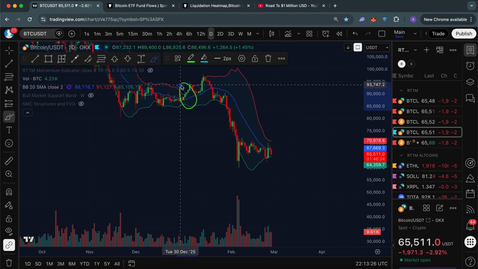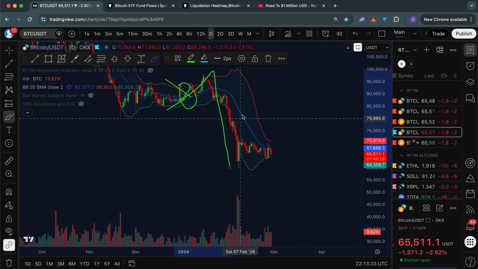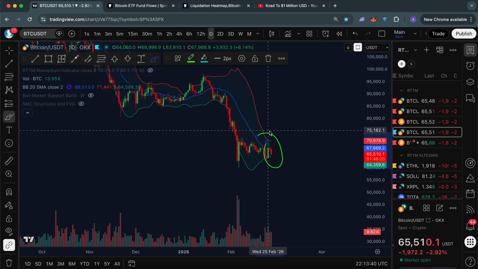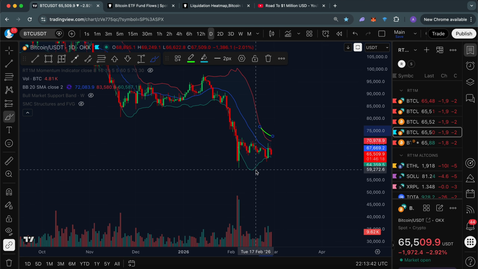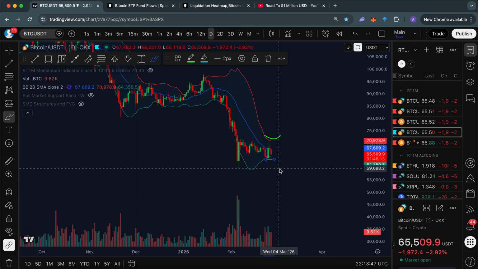So the most recent example of this was where we got this big squeeze. We saw a bit of a move to the upside, followed by a massive dump to the downside from there. So once again, these Bollinger Bands don't predict the direction of the price. It simply predicts the relative volatility that we should be expecting after the expansion starts.